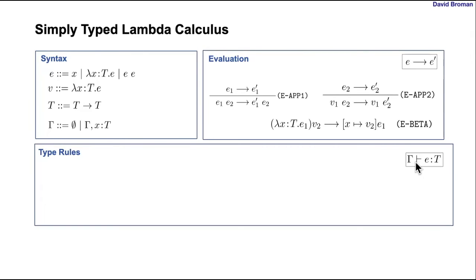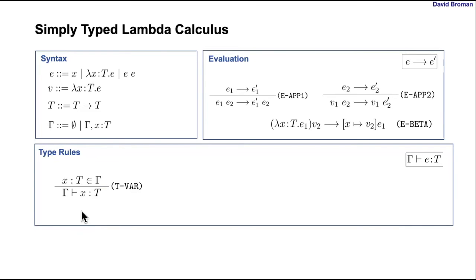This is just a symbol that is used to separate the different terms. Then we have E, which is the expression or the term. And then we have the type. So it says that this expression, this term, belongs to type T or is well typed given the environment gamma over here. So we have three rules.